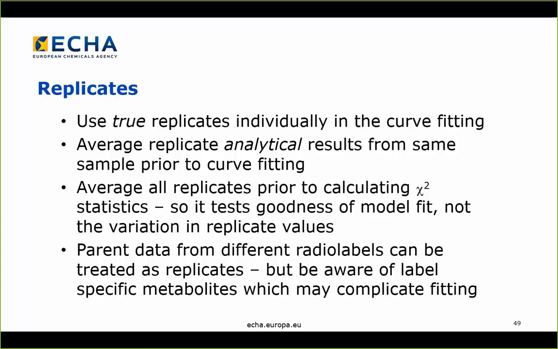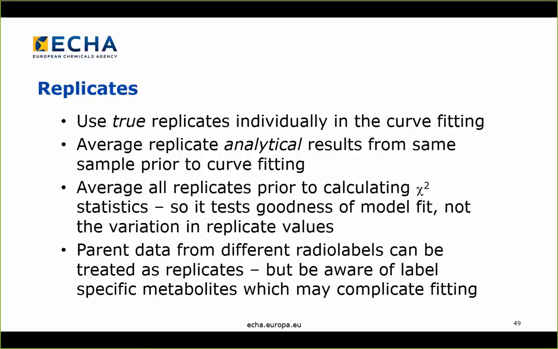As James has mentioned, in the chi-squared calculations, we would average the replicate values for use within that statistical test. Remember, the software you'll use today will calculate it for you, so you don't have to understand this 100%. But this ensures that the chi-squared is measuring the goodness of fit of the kinetic model and not the scatter of the replicates you have. So your chi-squared is a reflection of the kinetic model, not the variation in your replicate values.